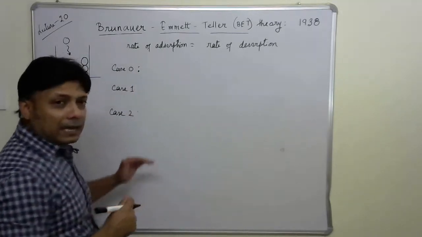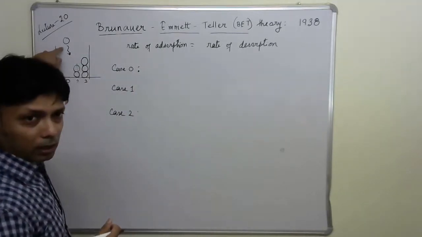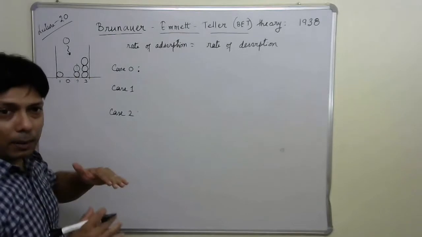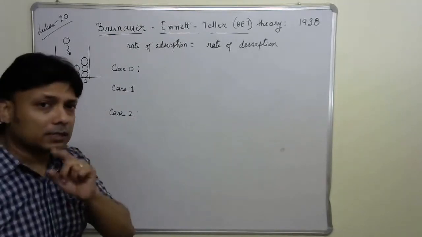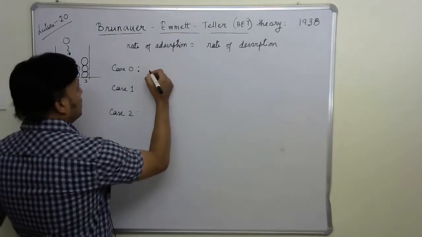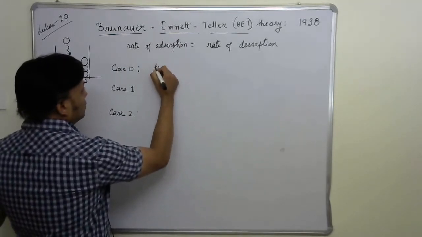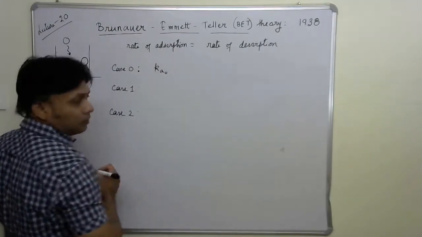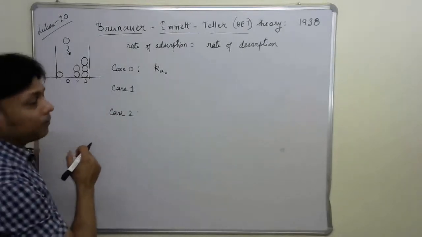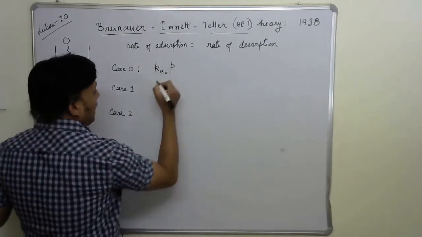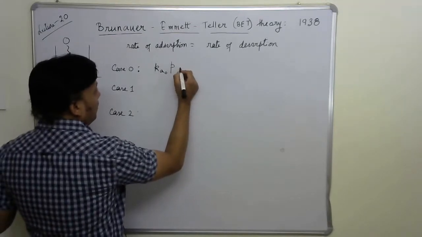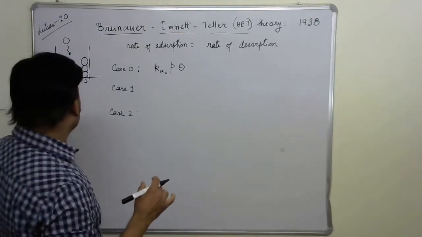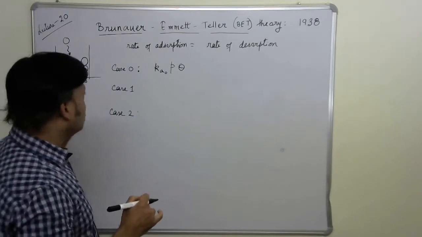If we follow that, several different scenarios come out. So we start with case 0. Case 0 means only one molecule coming to a fresh surface, so the surface is totally empty. The molecule would sit to form a single layer. So for case 0, the rate of adsorption is equal to the rate constant of adsorption, Ka0, because this is for the 0th layer, multiplied by the pressure of the gas P, multiplied by the fraction of the surface with 0 molecules on it.